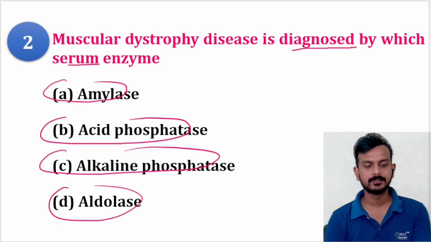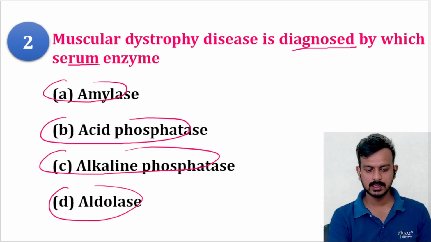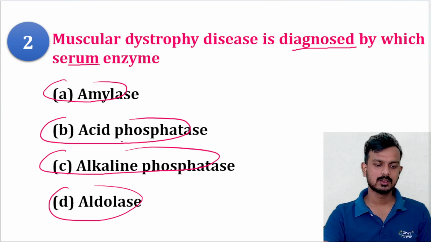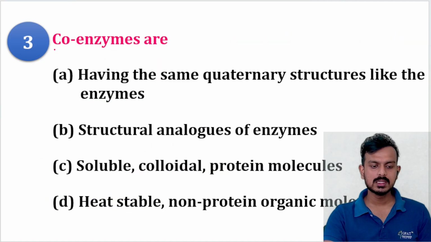Tell me quickly. The correct answer is aldolase. So muscular dystrophy disease is diagnosed by which enzyme? Aldolase.